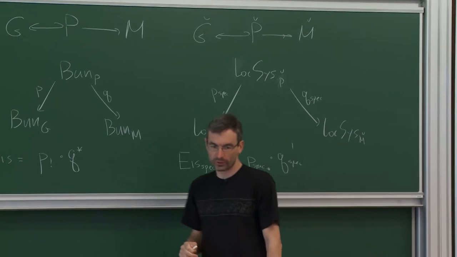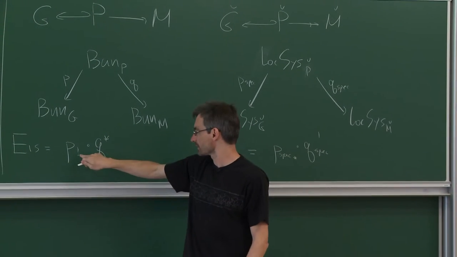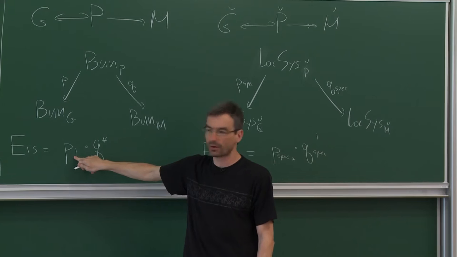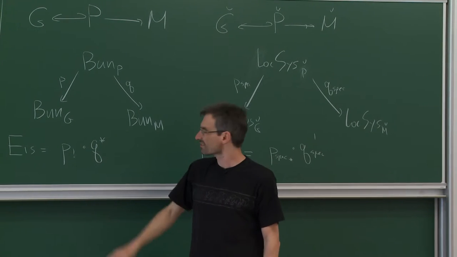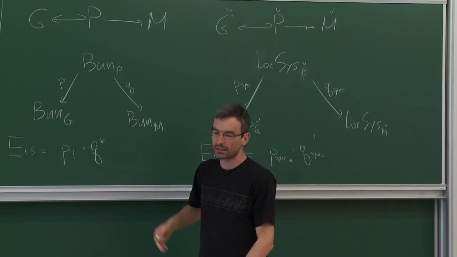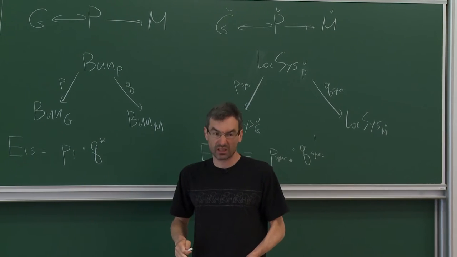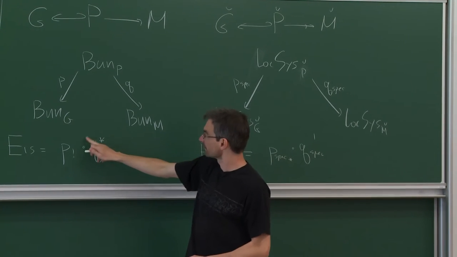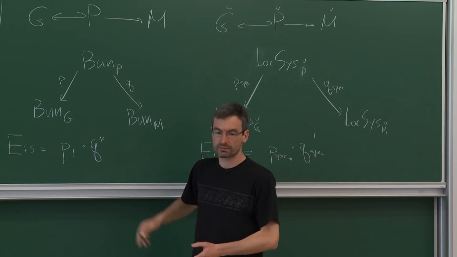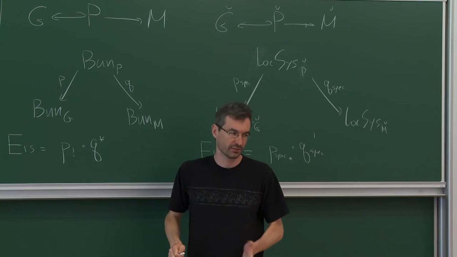If you were all Gaitsgory, you would ask why this is defined. Because we're dealing with non-holonomic D-modules, so this functor is not defined in general. It's a left adjoint, it might or might not be defined. It happens to be defined in the essential image here of this. Again, I'm just saying this for honesty.